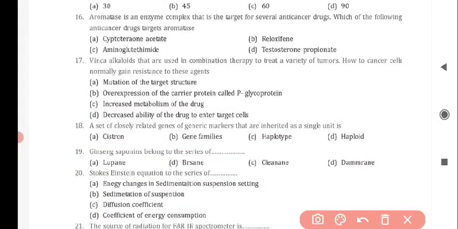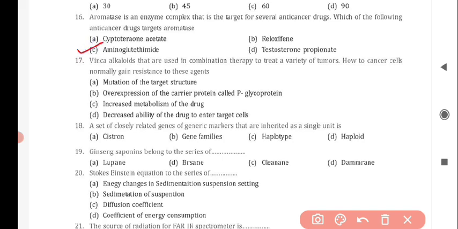Next question is aromatase is an enzyme complex that is the target for several anti-cancer drugs. Which of the following anti-cancer drugs targets aromatase? And the correct answer is option C, aminoglutethimide.